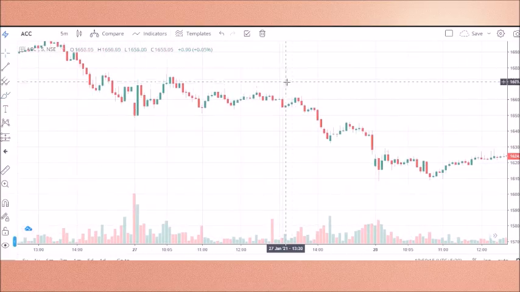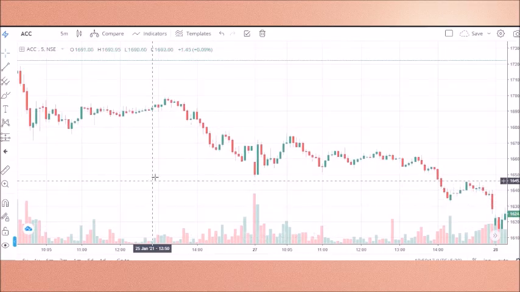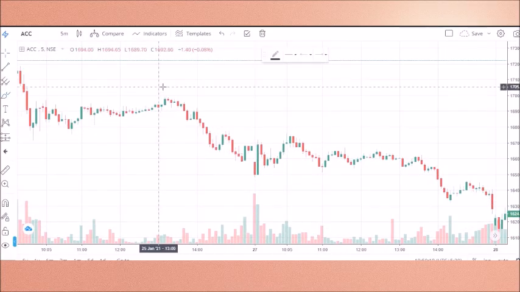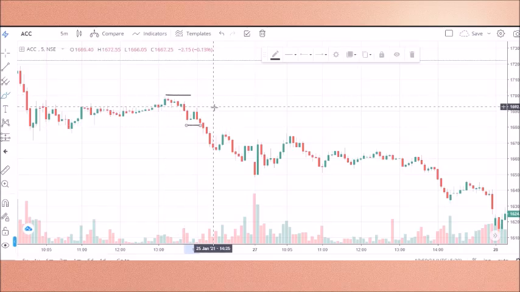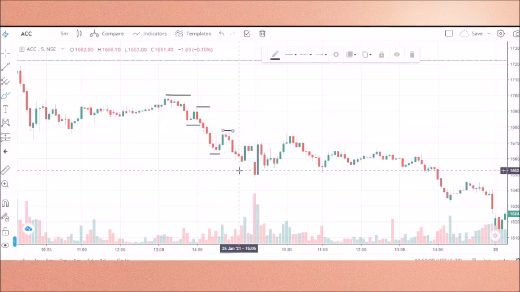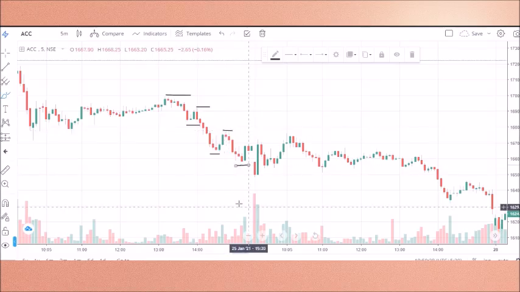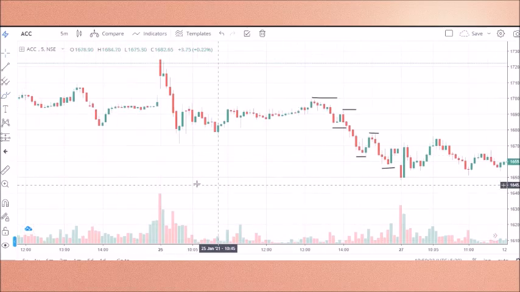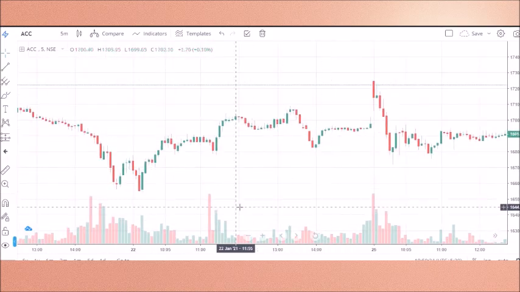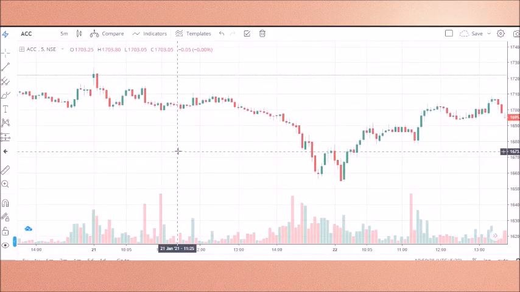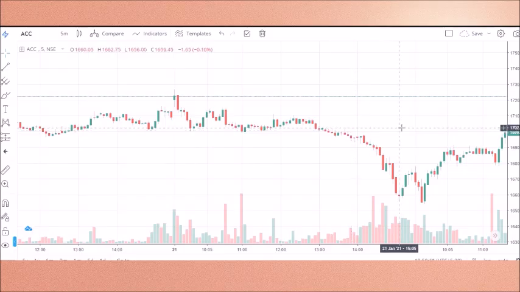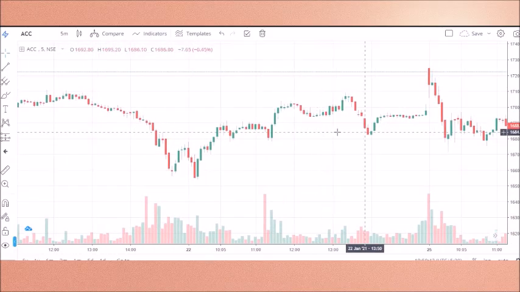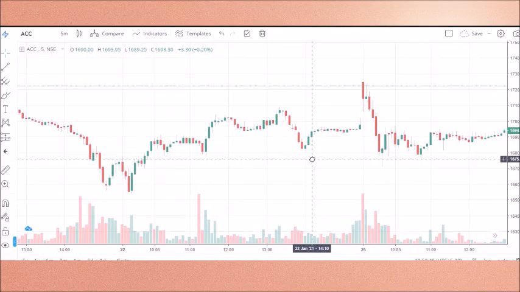Then see here we have high, low, lower high, lower low, lower high, lower low. So it is a downtrend, confirmed. So similarly, if you go on checking, you take up any stock and do this practice, it will help you a lot in any strategy that you adopt.